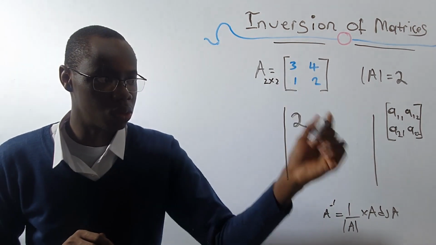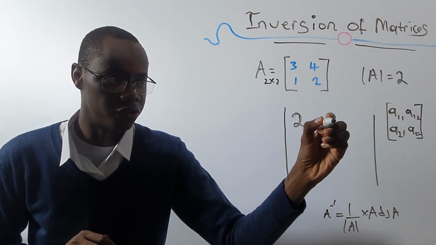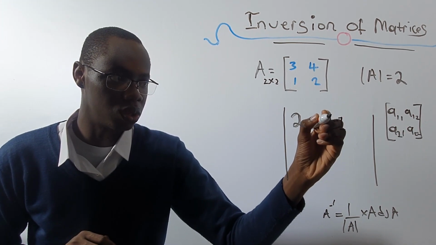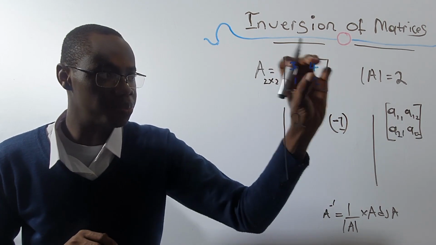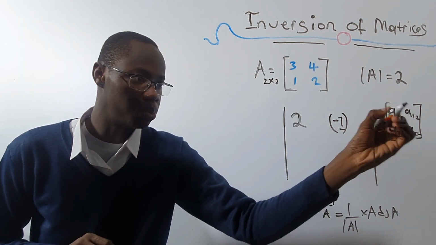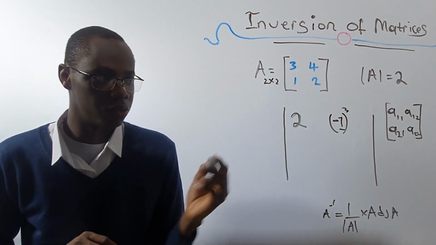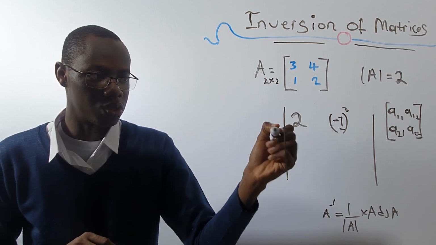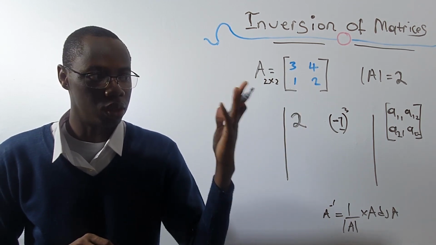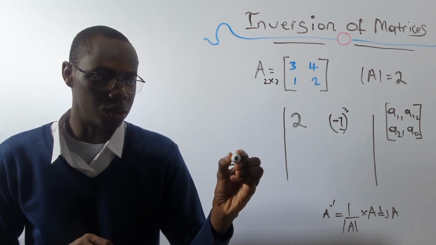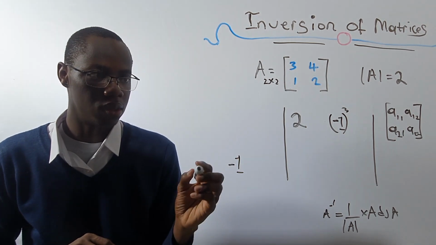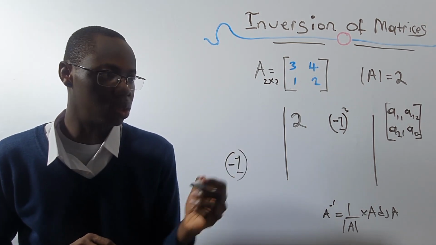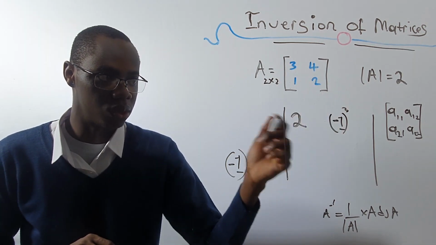Now the second one, like I said, the first thing to do is to find the sign: by default, minus 1 all raised to the power of the position, 1 plus 2, which is 3. And of course, minus 1 all raised to the power 3 is minus 1. Right? So this sign here is minus 1.